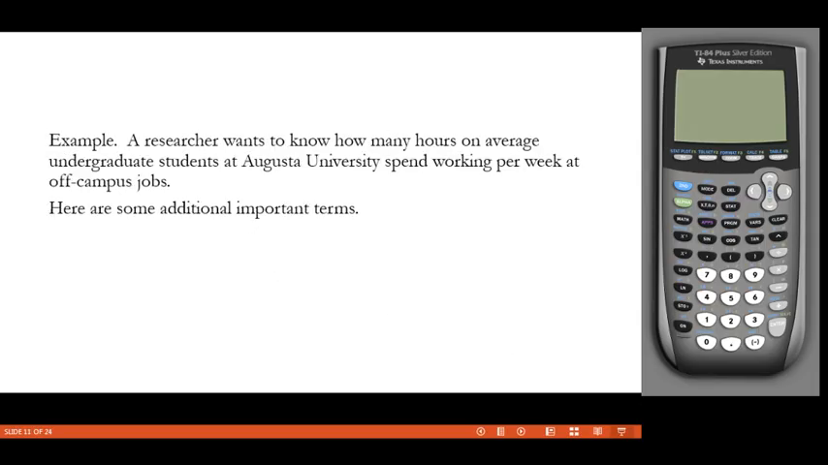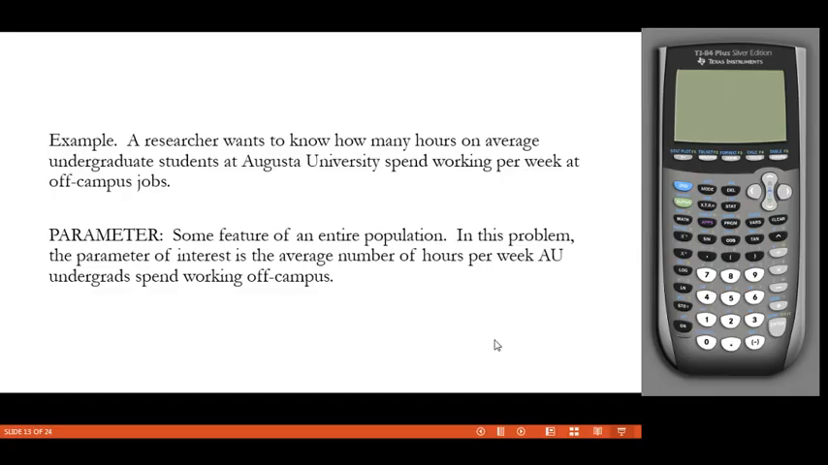Let's look at a few additional terms. When we talk about populations and samples, one very important term later in the semester is the parameter. In statistics, when we say a parameter, we're talking about a feature in which we're interested of an entire population. So in this particular example, the parameter we're interested in is the average number of hours per week that Augusta University undergraduate students spend working off campus. The parameter would be the true average value of the entire population.